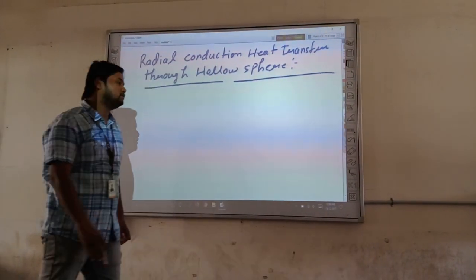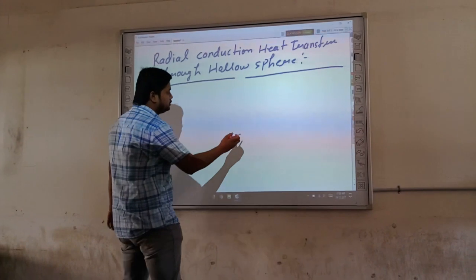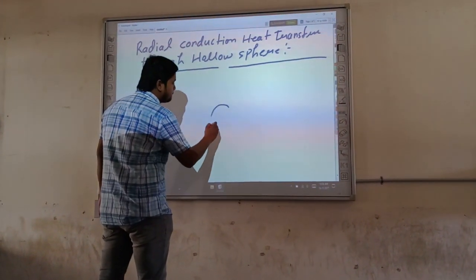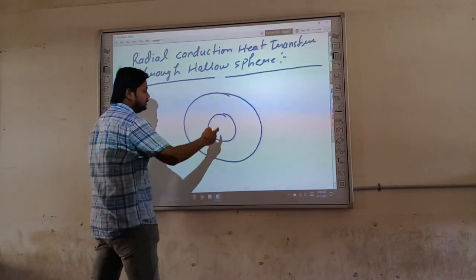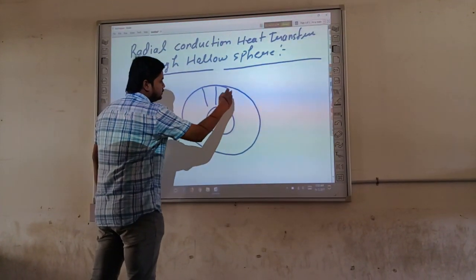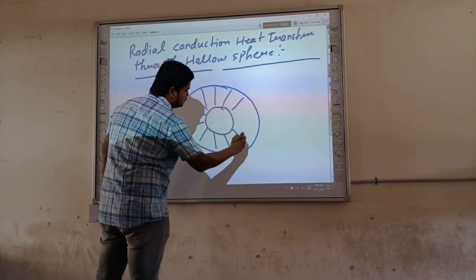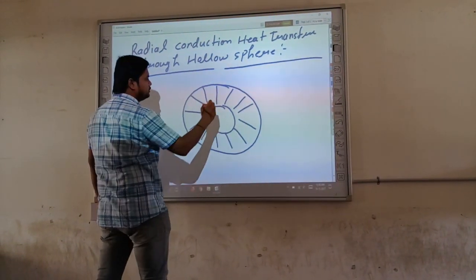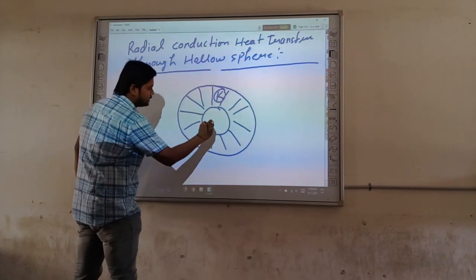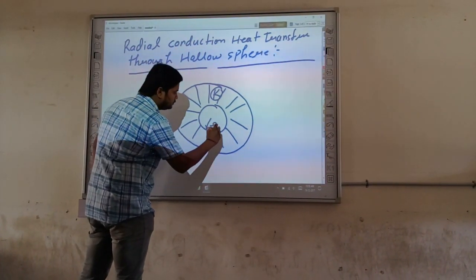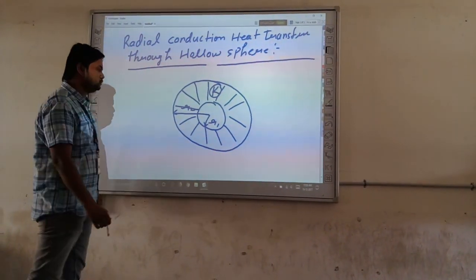It is almost similar to the plane slab and cylinder. We will make one hollow sphere. It looks like this. Inside there is nothing, only metal. Therefore, the conductivity of the sphere is K. You can consider inside radius R1, outside radius R2.